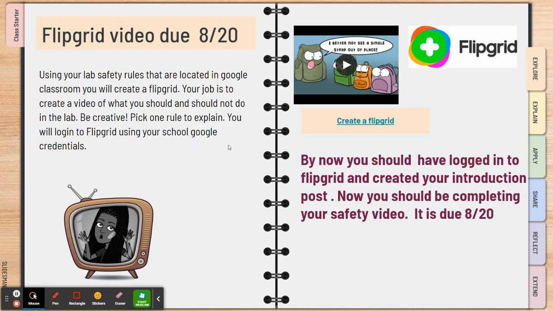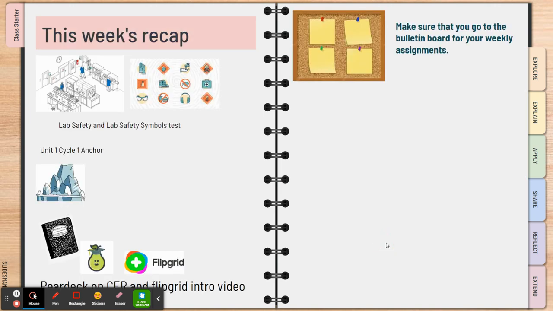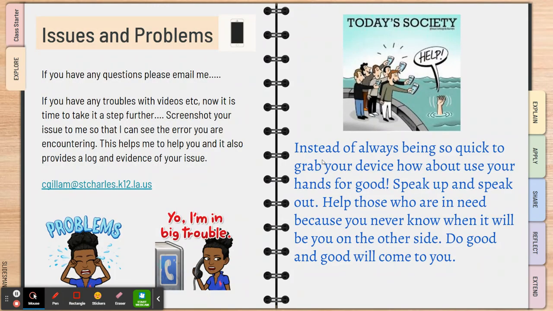This is just a reminder about the flip grid video to make sure that you don't forget that it's due on 8/20. The weekly recap. So these are the things that we worked on Friday. We took the safety test. You had this anchor phenomenon to turn in. And then we were working on a science notebook, Pear Deck, and a little bit of flip grid. Don't forget that wonderful bulletin board resource that I've created for you all. Again, if you have any technological issues, you know what to do at this particular point in time.